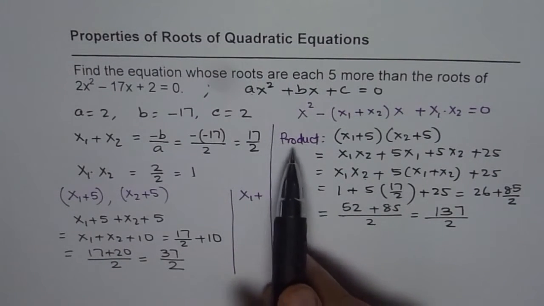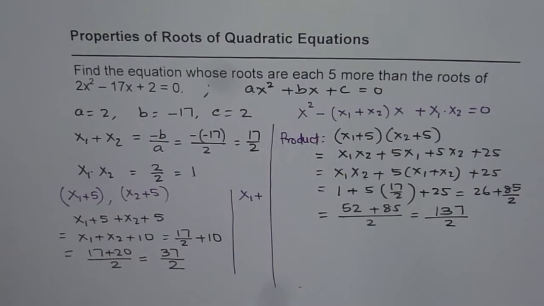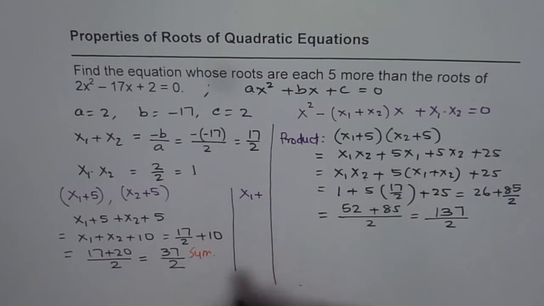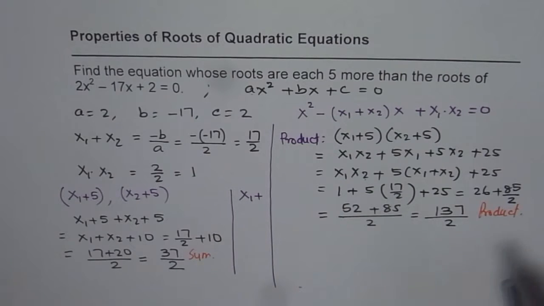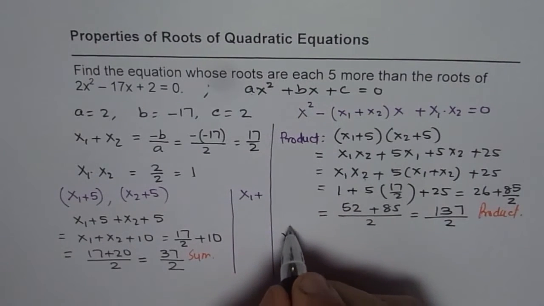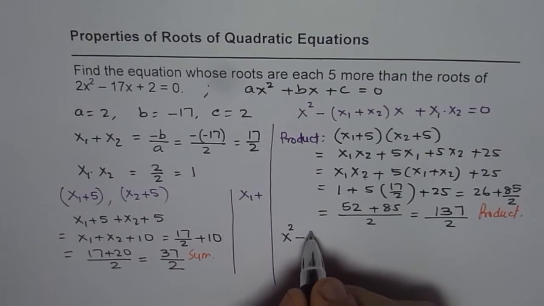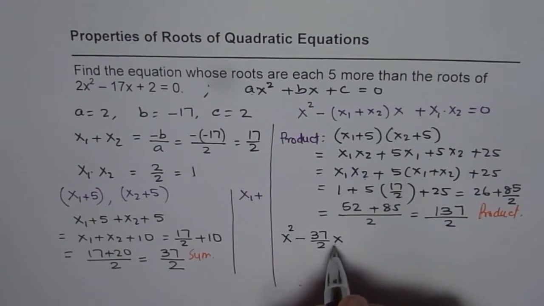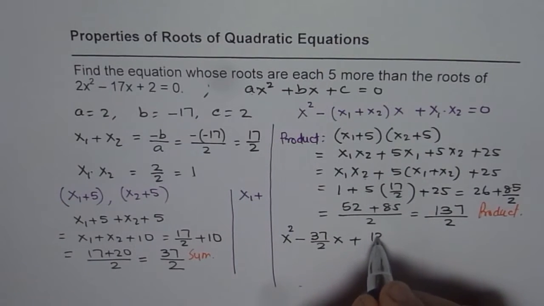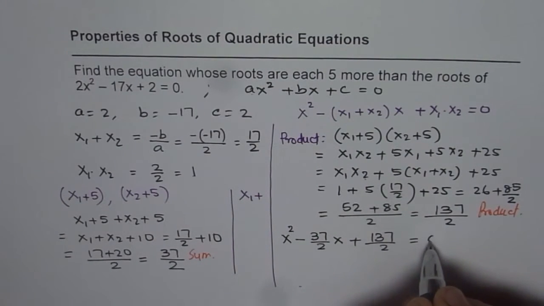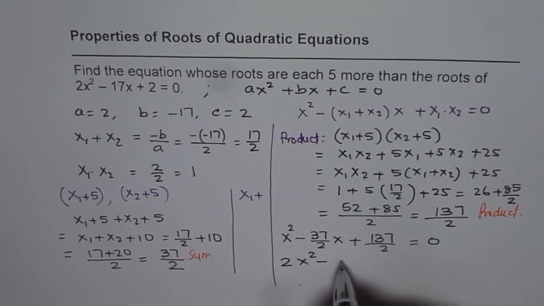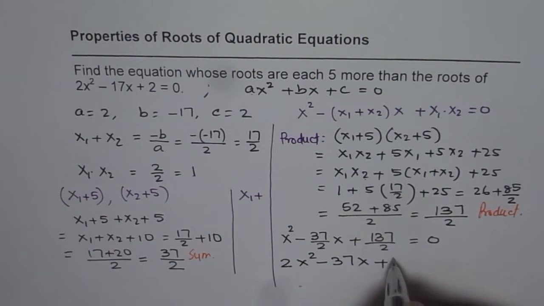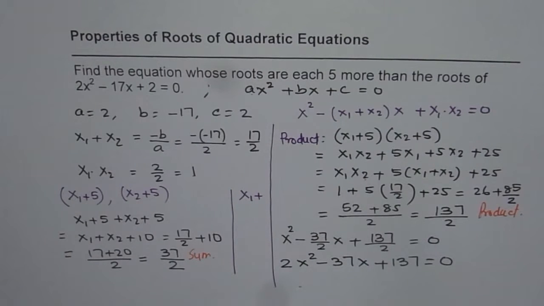So now we know the product and we also know the sum of roots, right? So that gives us the equation, which should be x square minus the sum of roots, which is 37 over 2 x, don't forget that, plus the product, which is 137 over 2, equal to 0. Let's multiply by 2. So we can write 2x square minus 37x plus 137 equals 0. So that is the answer for the given question.